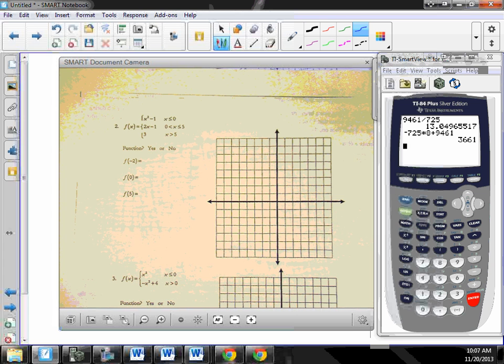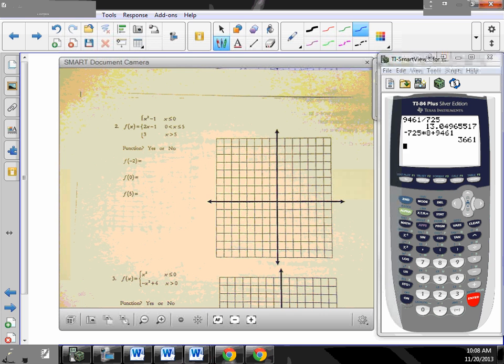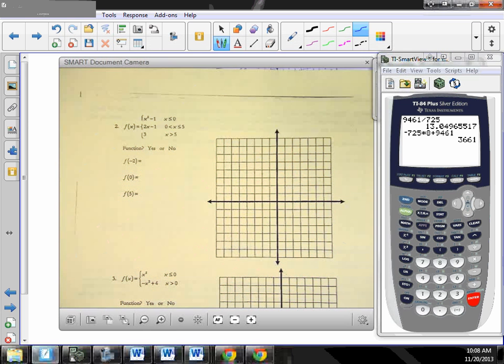So, we're going to graph these. This is kind of a review from what we did yesterday. In order to graph a piecewise function, you need to know what each of the individual graphs looks like. If you don't know how to graph them by hand, just plug them into your calculator, and then you can see what they look like.